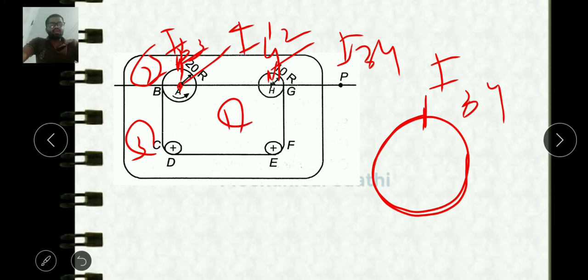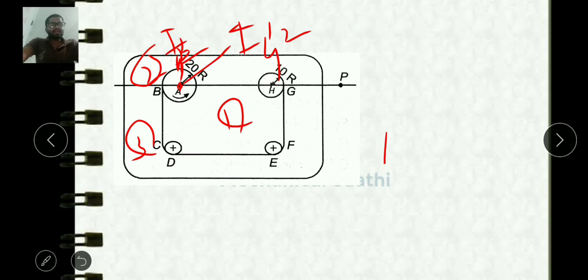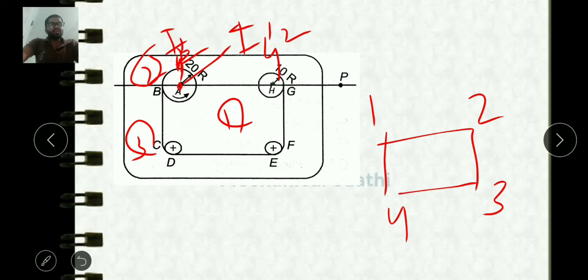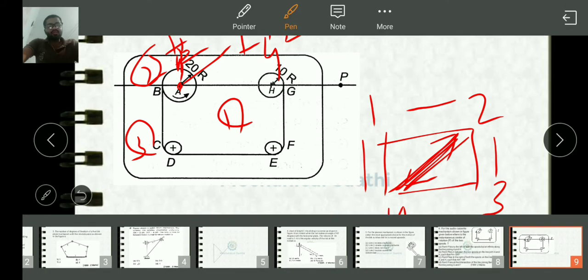Everything else we have found, but what we need to find is the position of I24, the instantaneous center of these two links. For finding that, we draw the rectangle 1 2 3 4, and we need to find this instantaneous center, that is I24. I can go in this way as well as in this way. Let me use another ink.